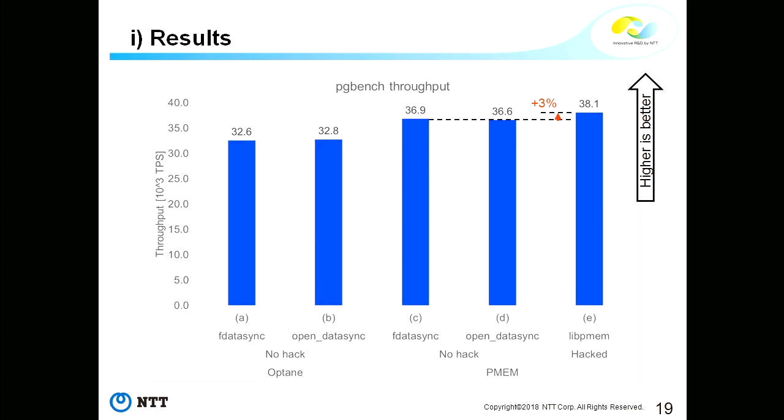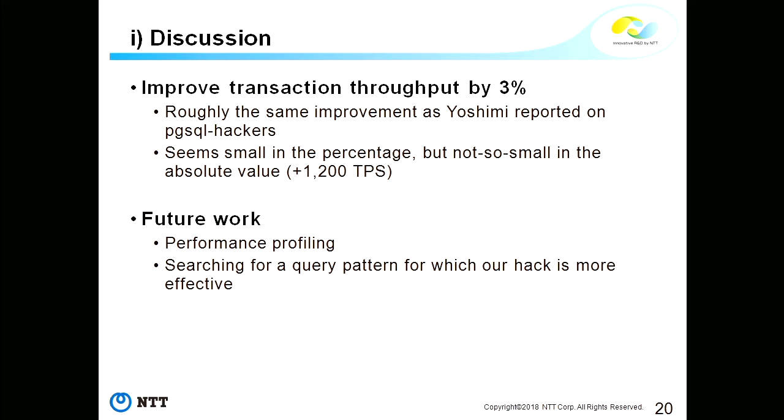This is the result. Each bar shows throughput in kilo TPS, so higher is better. The condition E achieved the best result, 338.1. And comparing C and E, the throughput is improved by 3%. This is because of our hacks. So we can improve throughput by 3%. This is roughly the same as Yoshimi reported on PGCon hackers. It seems small in percentage, but I think not so small in the absolute value.